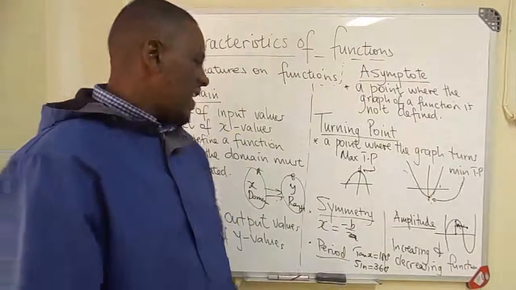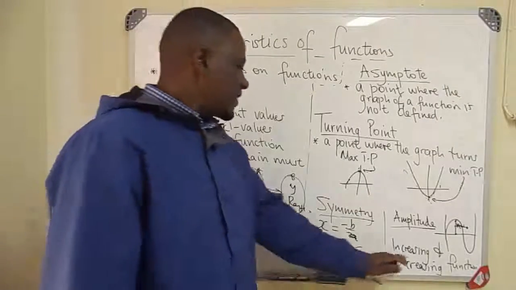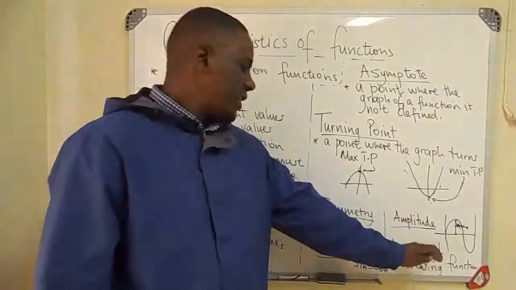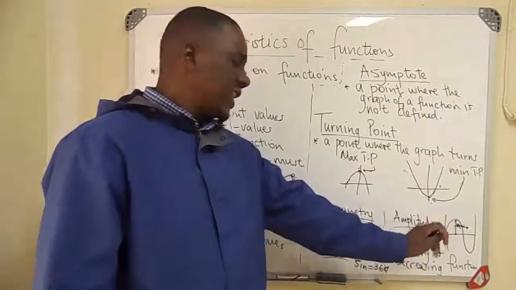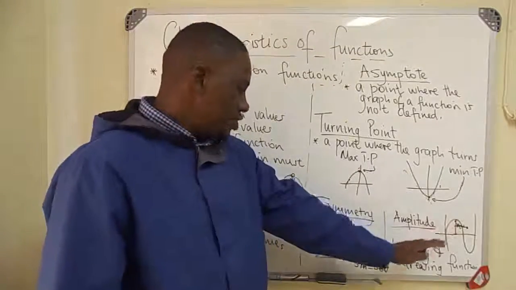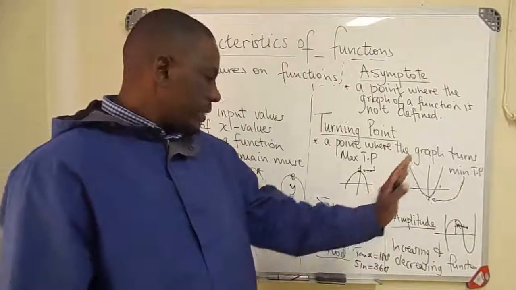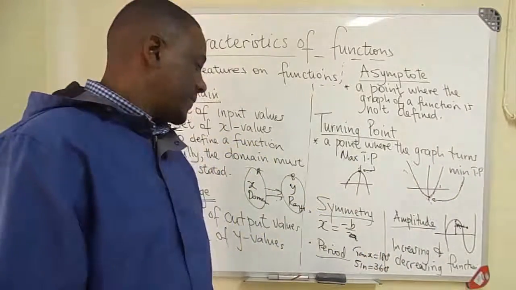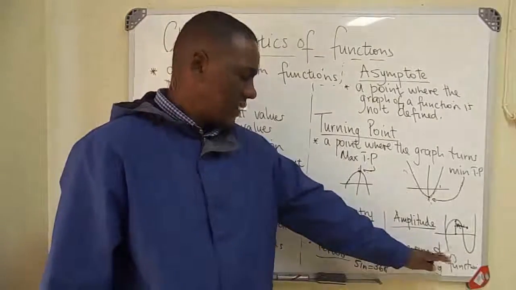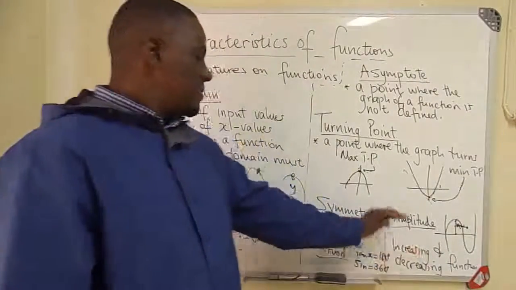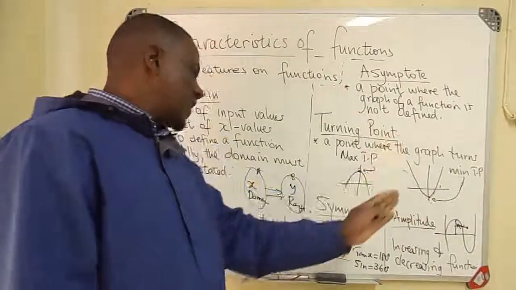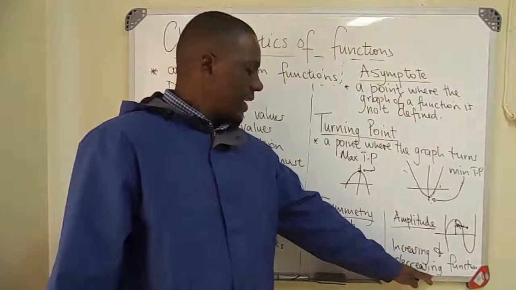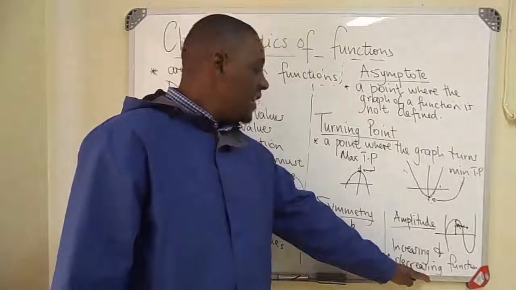Now, there is this interesting thing. Normally they ask you, for which values of x is your graph increasing or decreasing? For an increasing function, if you draw a line along the function, that line must have a positive gradient. That means that function is increasing. For a decreasing function, if you draw a line alongside or almost on the curve, the line has a negative gradient, it means that function is decreasing.